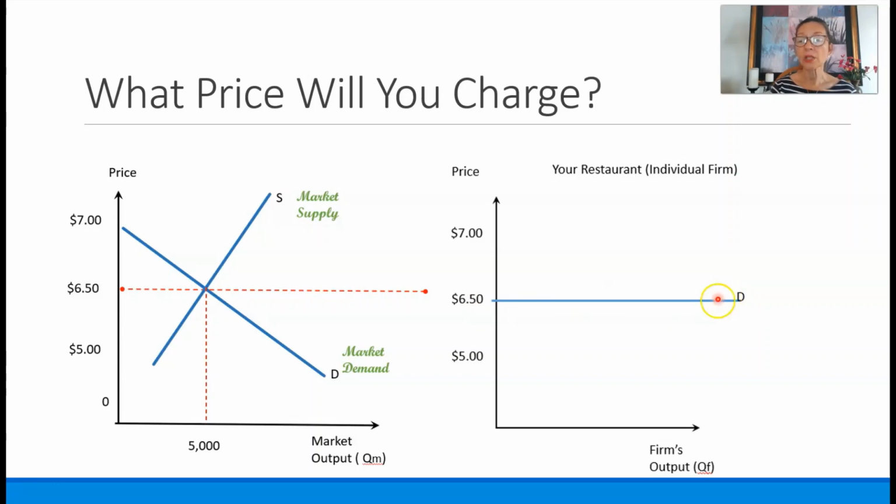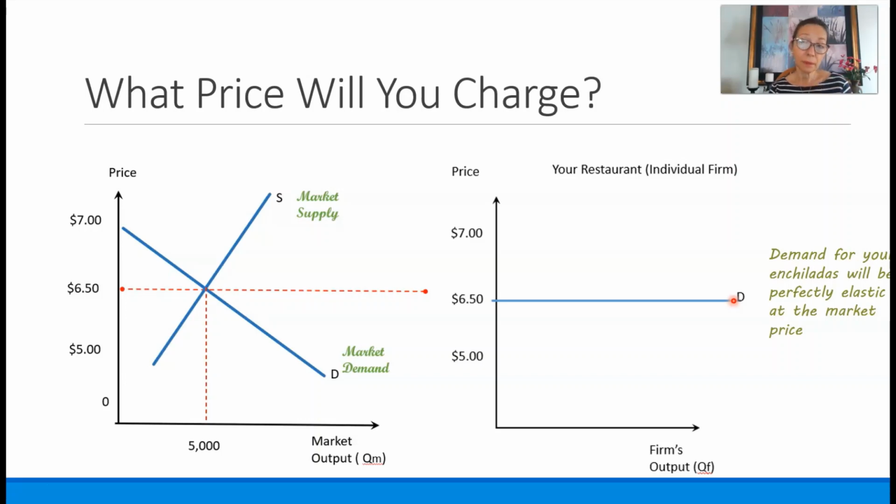$6.50. So in this sense, we say that the individual firm has no market power. They have no control over the price. The demand for your enchiladas will be perfectly elastic at the market price. Okay, so demand equals the market price.